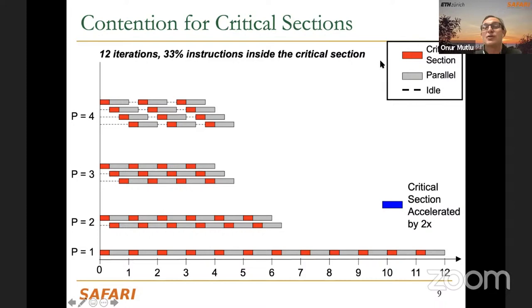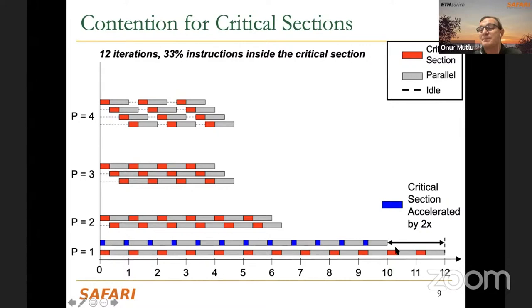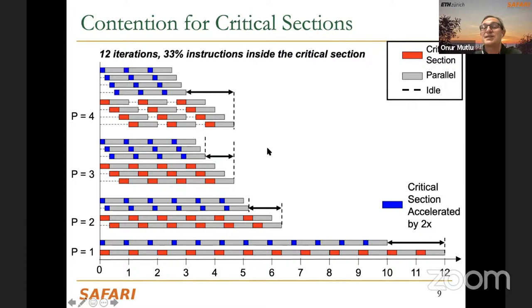Okay, now let's take a look at a case where critical sections accelerate by 2x magically in some way. With one thread, clearly you get better performance, not bad. With two threads, you get a little bit better performance. Your waiting reduces, not bad. With three threads, you get better performance, that's not bad. Now with four threads, you get better performance compared to three threads, right? Because your critical sections are not the bottleneck anymore.